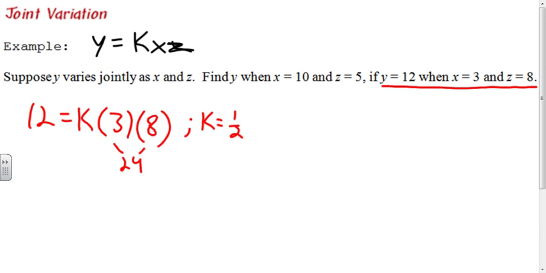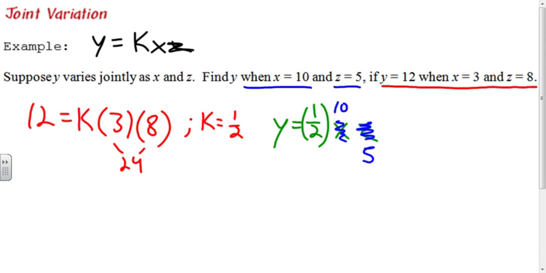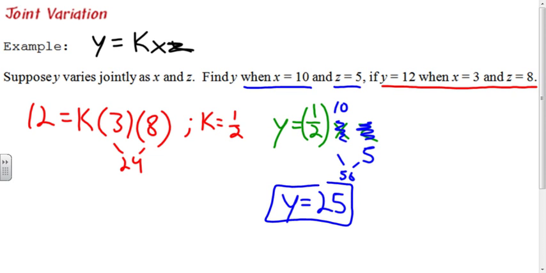1/2 of 24 is 12. So we would rewrite it as y equals 1/2, that's our k value, times x times z, and we know x is 10, z is 5, 10 times 5 is 50, and 1/2 of 50 means that y is 25 in this case. So that's a joint variation example.